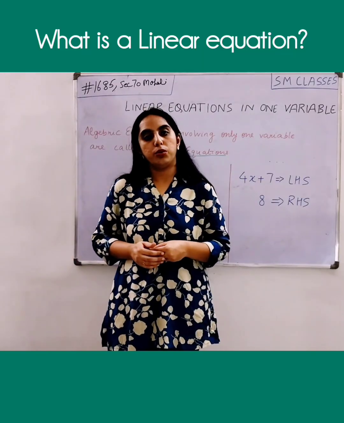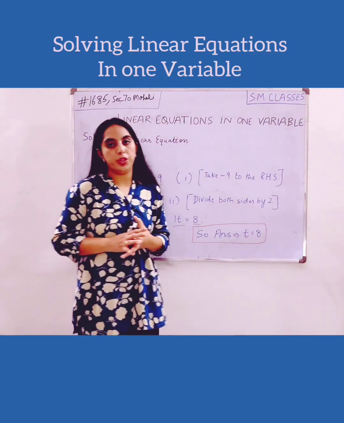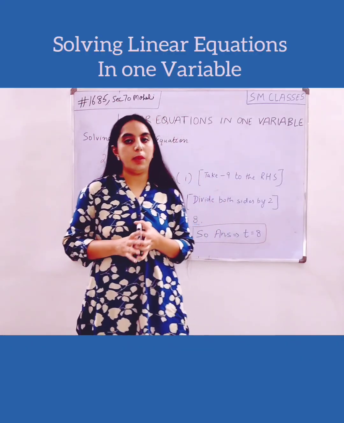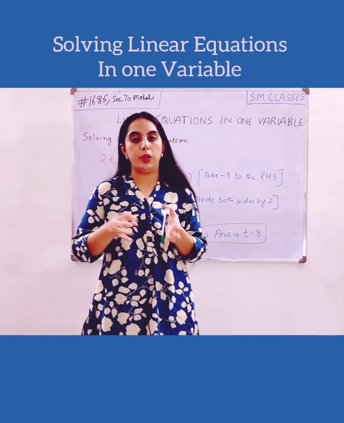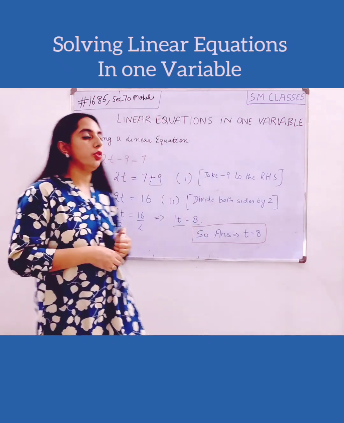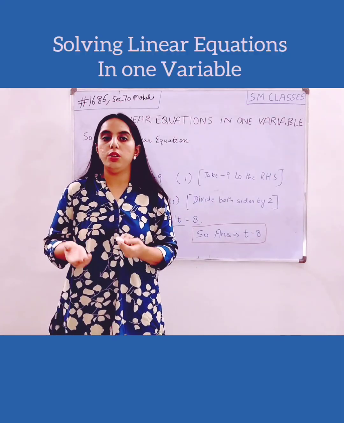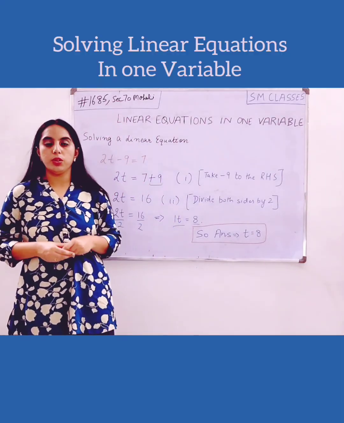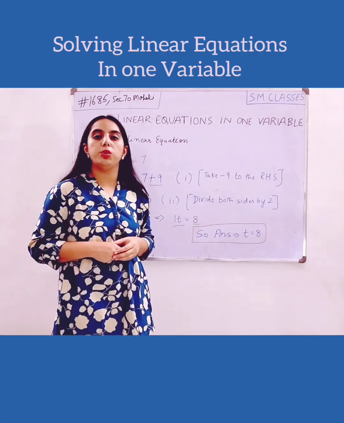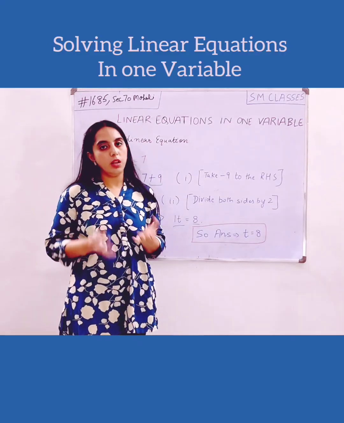Now we will see how to solve a linear equation. When in an equation the left hand side is equal to the right hand side, it means the value on the left hand side is equal to the right hand side, and it is only possible for certain values of the variable. Those certain values are known as the solution of the linear equation. So now how to solve a linear equation? We have 2t minus 9 is equal to 7. We have only one variable here and an equality sign, so this is a linear equation.